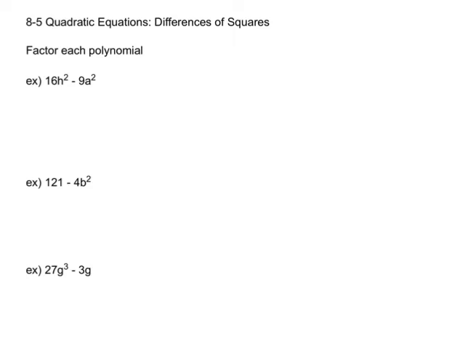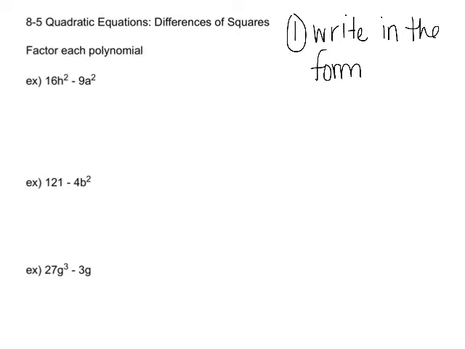So for this lesson, we're going to start looking at differences of squares in a quadratic equation. And the first thing that I want to do is I always want to rewrite in the form a squared minus b squared. And so right now I have the 16h squared, and that is actually going to be 4h squared.